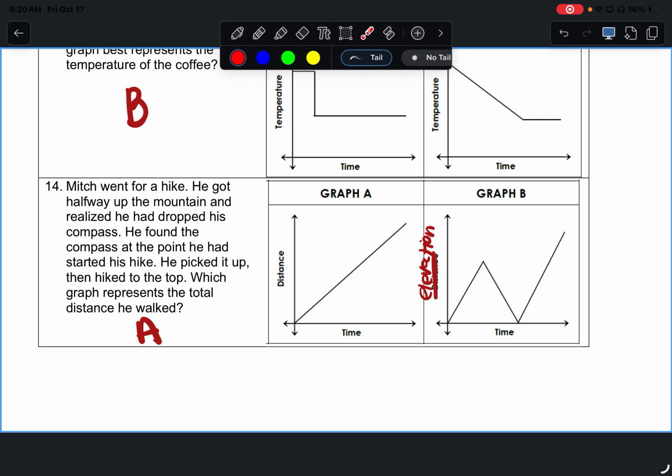Because even though he is walking back down the mountain, he is still walking a distance. If you're in a car and you drive up a mountain and drive back down it, does your mile tracker go up and then subtract miles? No, it keeps adding miles, right? It keeps adding it. So anytime you're doing that, the total distance is still going up. But if it was asking about elevation, B would be the correct answer.